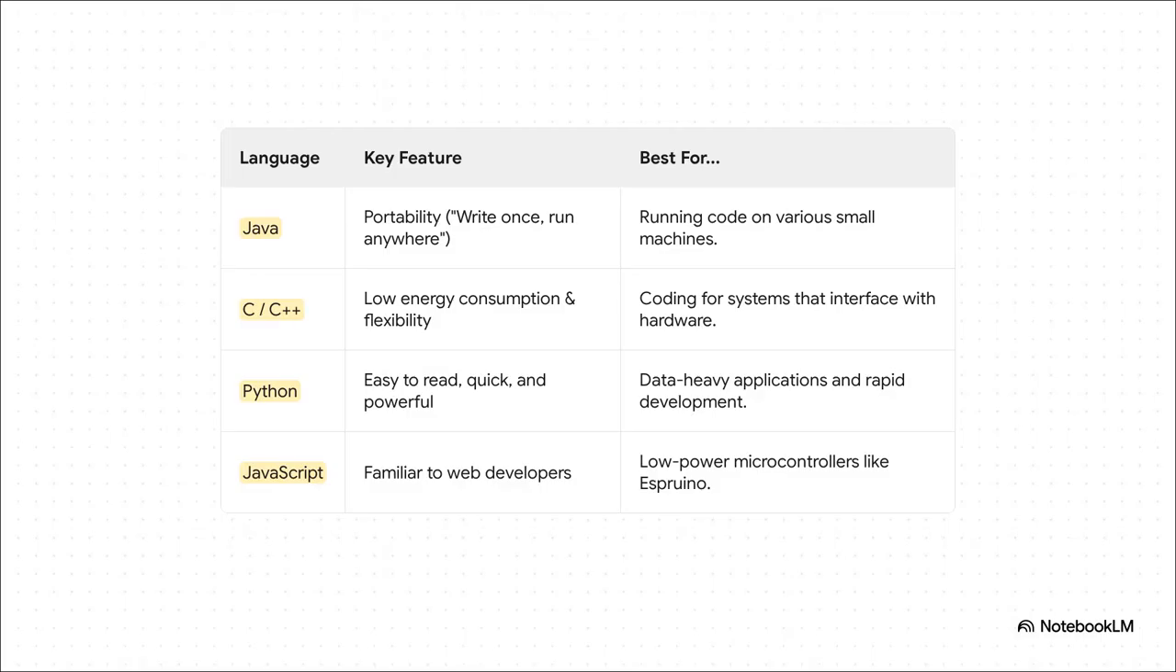So let's break down some of the heavy hitters. You've got Java, which is famous for its whole write once, run anywhere philosophy. Then you have C and C++, the old school workhorses that give you incredible efficiency and control over the hardware. After that, there's Python, which is just fantastic to read and amazing for projects that crunch a lot of data. And you know what? Even JavaScript gets in on the action, especially for tiny, low-power devices.